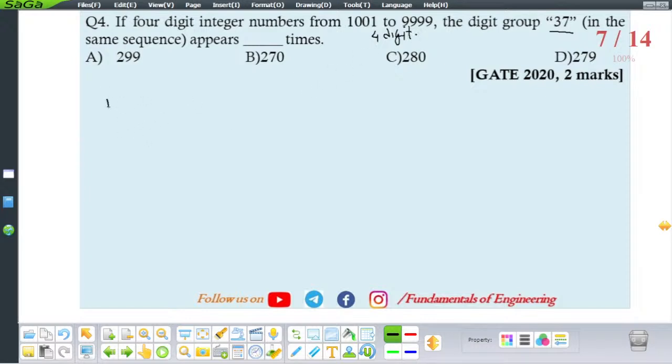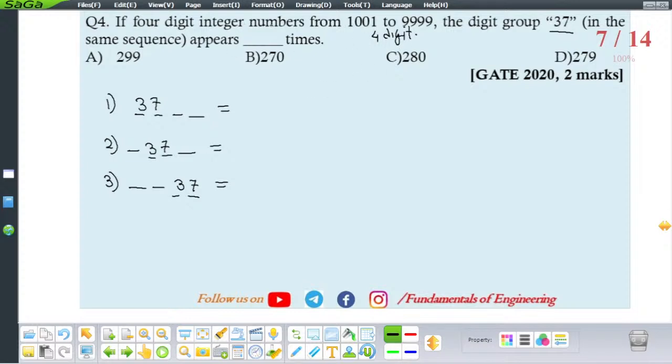So how many times does it appear? There are possible choices. At the first position the 37 might come, right? So this is the first choice. The second choice is 37 in between. And the third choice is that it appears at the last. Now we have to form the favorable choices. Now see how many times you will get.